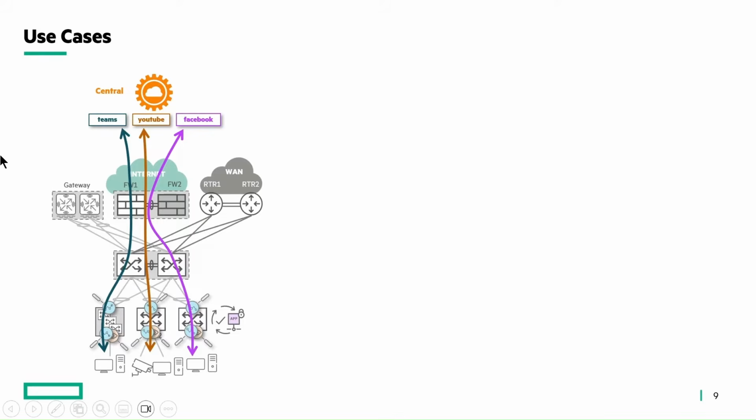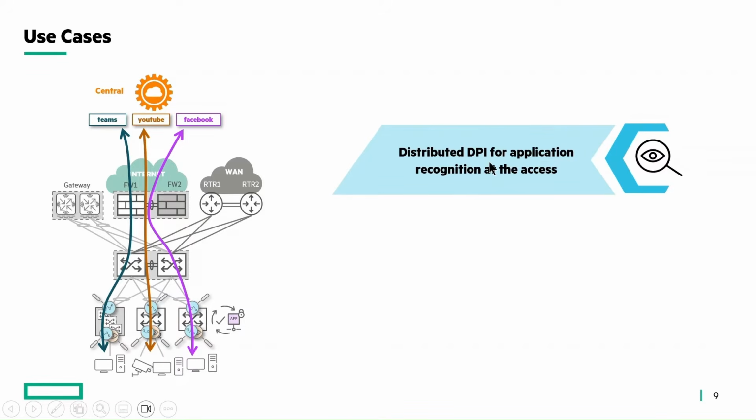Let's understand the use cases. The application recognition fast mode offers the same use cases as default mode, but with the additional benefit of improved connections per second. Here is a brief summary of the use cases for application recognition. Foremost is a distributed DPI for application recognition at the access. So the applications can now be recognized locally on the access switches rather than requiring centralized entities like the gateway, SD-WAN router or the firewall for application recognition.